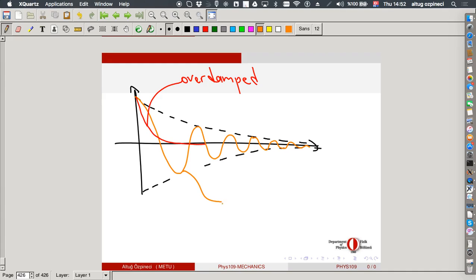This is what we call underdamped. Plus there's the critical limit between these two. Well, it almost makes an oscillation but fails to complete one oscillation. So it will make one oscillation but almost fail. So this is what we call the critical damped.